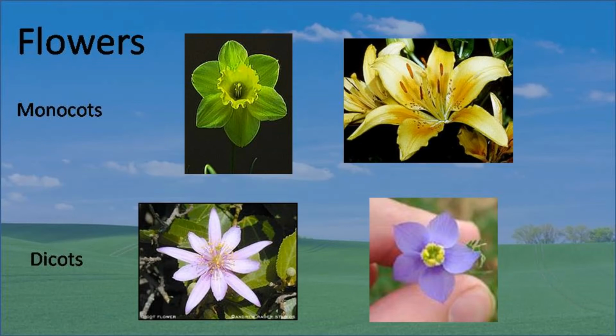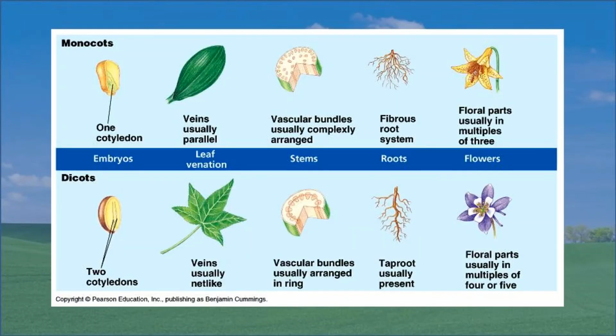Flower: dicotyledonous flowers have 4 or 5 parts or their multiples. Parts means calyx, corolla, androecium, gynoecium. All these are the parts of the flower. Dicotyledonous flowers have all these parts, and monocotyledonous flowers have only 3 parts or multiples of these. These are the differences between monocotyledonous plants and dicotyledonous plants.